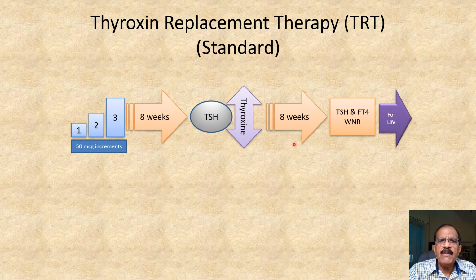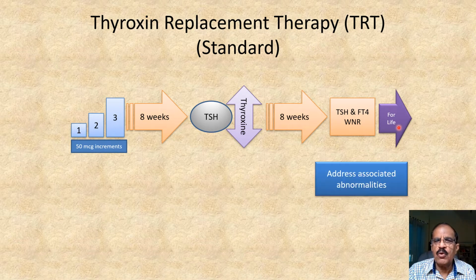So every 8 weeks you keep doing this until you have your TSH normal and FT4 is also within normal limits. And it is required that on 2 consecutive 8-weekly visits, if somebody's TSH and free T4 are within the normal range, then he or she can be declared euthyroid and the same dose has to be continued for life. This is important. You need to explain to the patient that this treatment has to be continued for life.